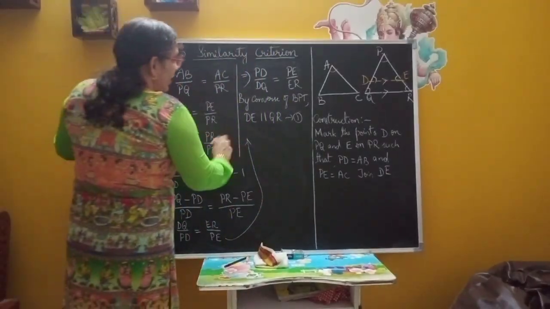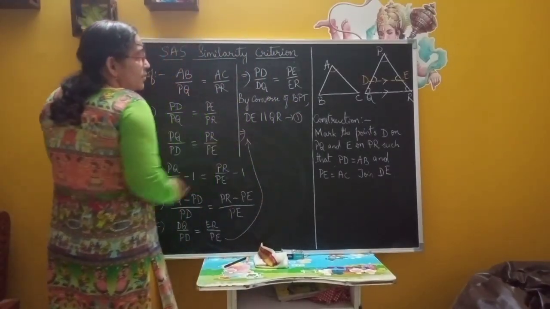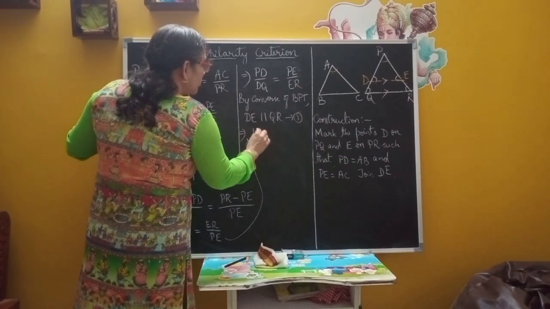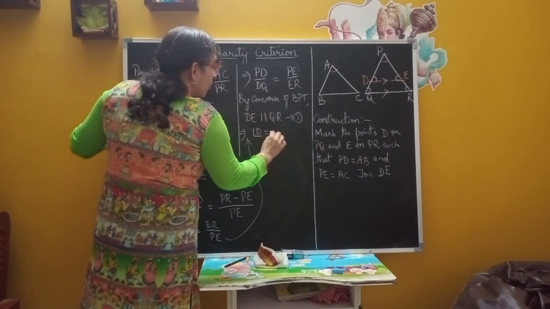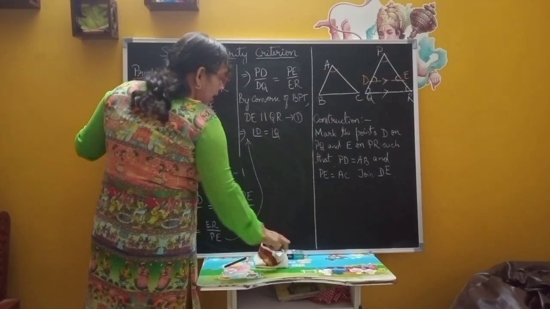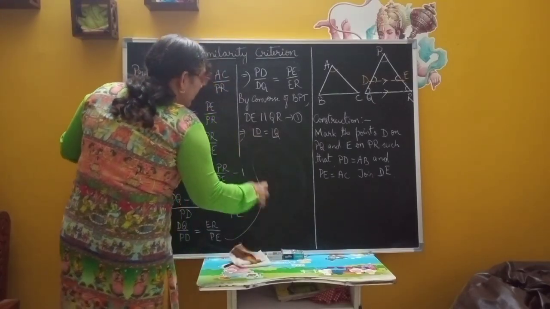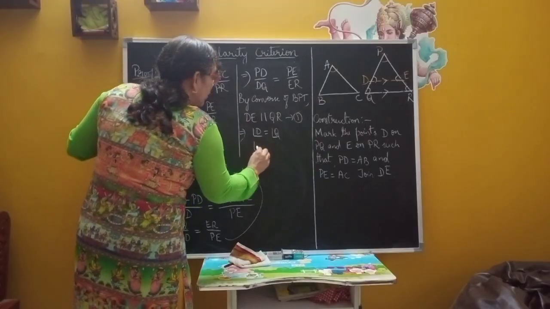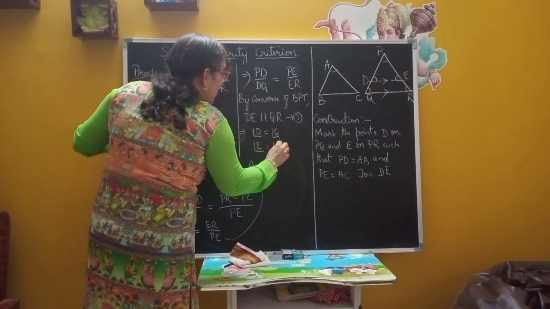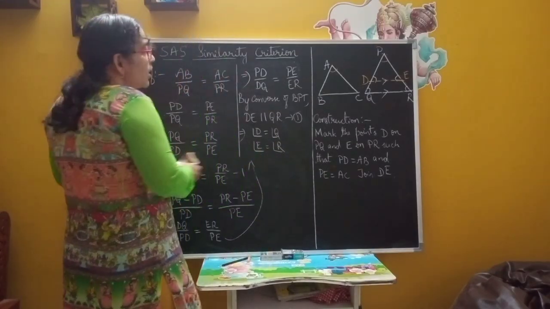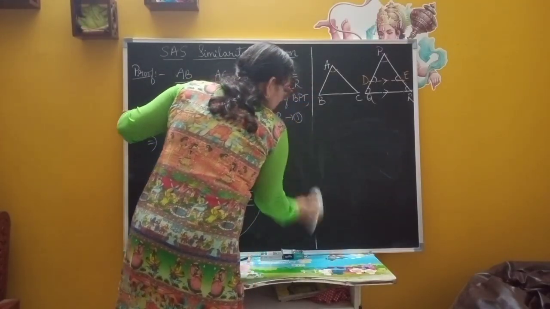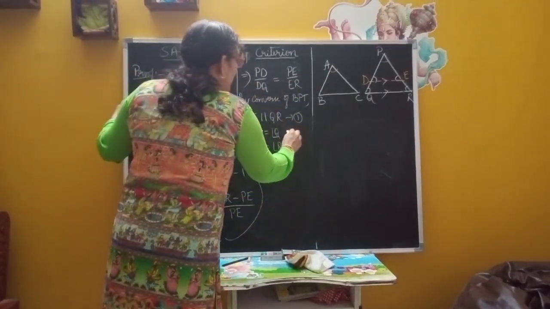So we can write this now: angle D is equal to angle Q and angle E is equal to angle R. What is the reason? Corresponding angles. The corresponding angles are equal.